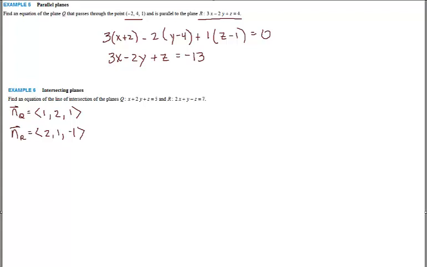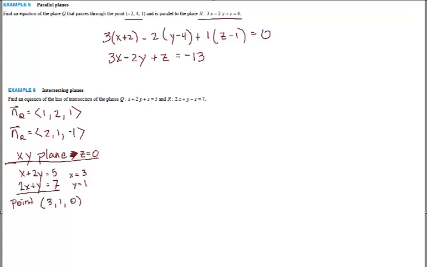First off, I'm going to have to find some sort of place where they intersect. So I'm going to figure out first where they intersect in the XY plane, just like I did before. To figure out where they intersect in the XY plane, I'll set z equal to 0. Now this won't be the equation of the line, but it'll be getting me closer. So I have found a point on that line where they intersect. Here's one point.